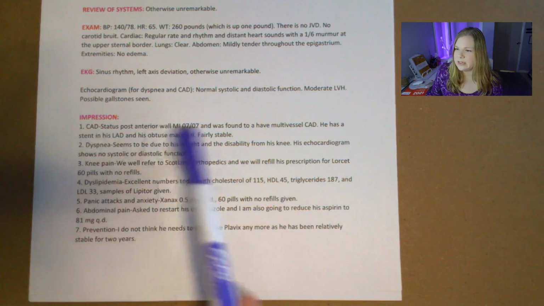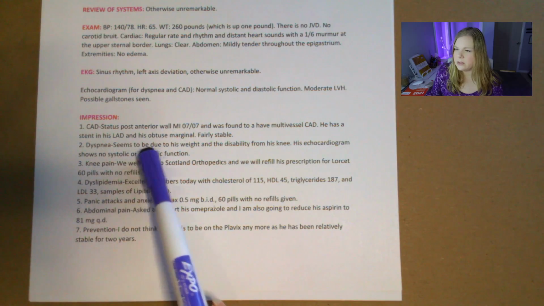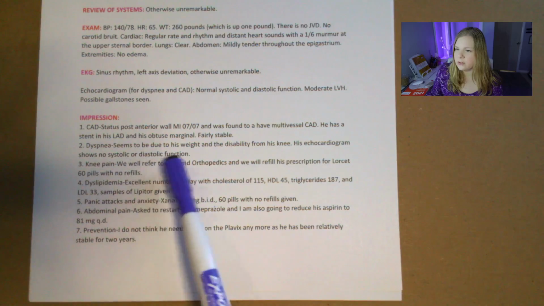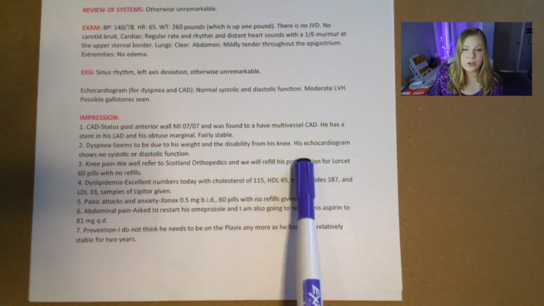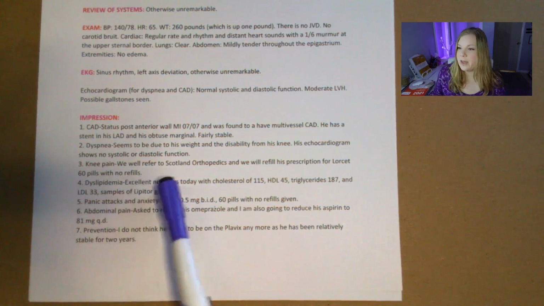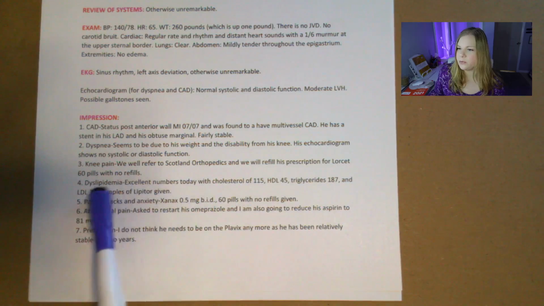Impression, we have CAD. He has a stent. Dyspnea seems to be due to weight and the disability from his knee. His echocardiogram shows no systolic or diastolic dysfunction. I like that this is here because this definitely shows us that he did in fact look at that EKG, and not that he just pulled that information in from the EKG and didn't actually review it, because he's saying here he actually looked at that EKG. Patient has knee pain. They're going to refer him to orthopedics, then they're going to refill his prescription.